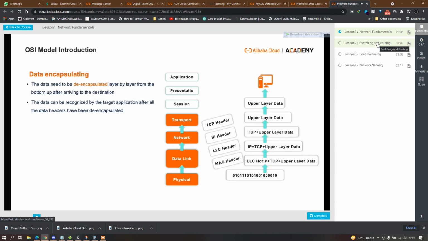So after the data has arrived at the destination, all the headers, the IP headers, the TCP headers will be removed from the bottom to top. First is the MAC and the LLC and the IP headers and the TCP headers, and then we can get the original data that can be recognized by the application. And that's why we say that the data can only be recognized by the target application after all the data headers have been de-encapsulated. So we can just say the data de-encapsulation is the reverse procedure of the data encapsulating.